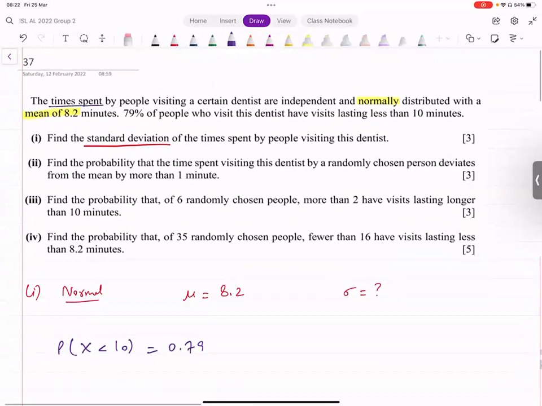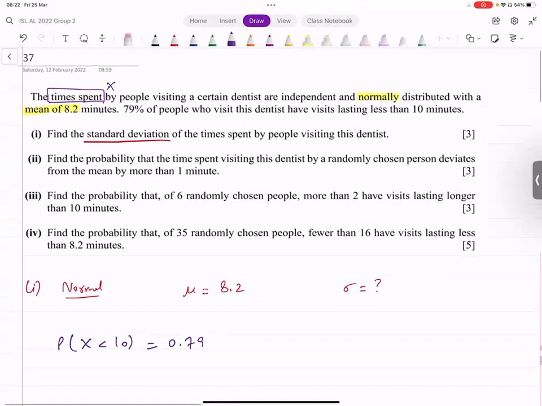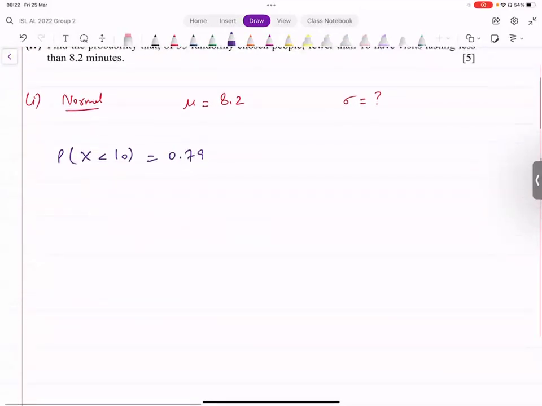X से हम यहाँ पे क्या represent करें? ये जो time spent है, that is basically your variable. Time को हमने X से represent किया यहाँ पे, ठीक है? Probability of X less than 10 is equal to 0.79. So given a probability, आपको उस probability को use करके standard deviation find करनी है, तो data missing है वो find करना है. So this is inverse normal. Probability given है, आपको कुछ data में से कोई चीज find करनी है.